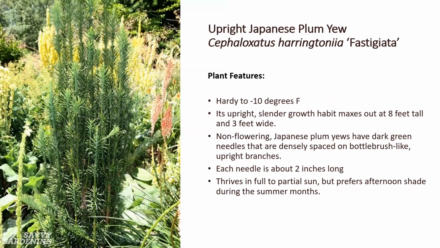Oh, thank you. This upright Japanese plum yew is quite interesting. As you'll see, you have the very vertical branches and then the needles that elongate off of it. I think that would add a lot of nice interest. It only gets to about 8 feet tall and 3 feet wide, and it thrives in partial sun. So if you have a persnickety spot in your garden that has a little more shade, this would do quite well in that landscape.